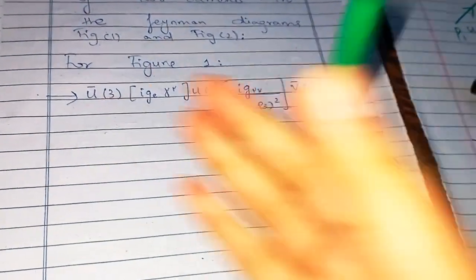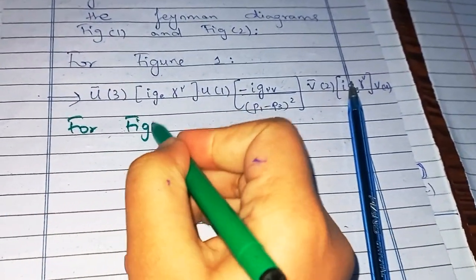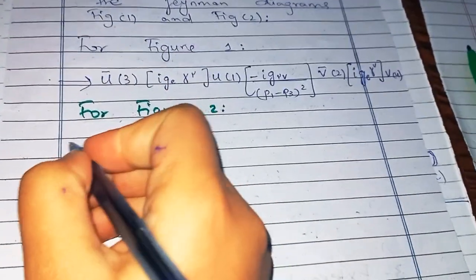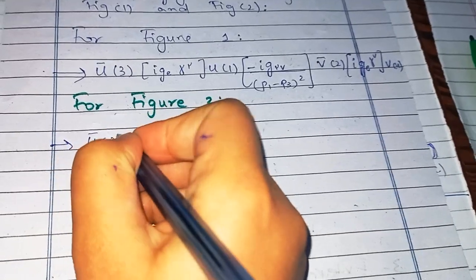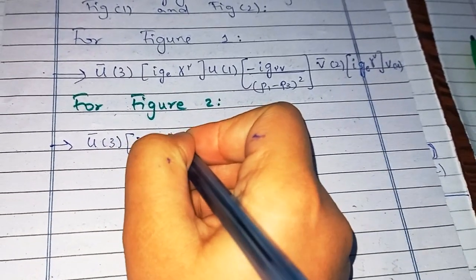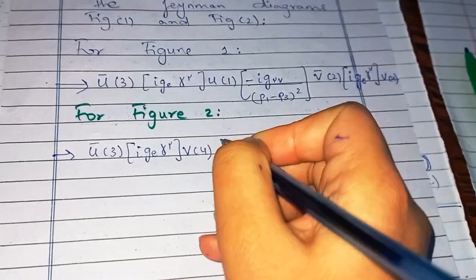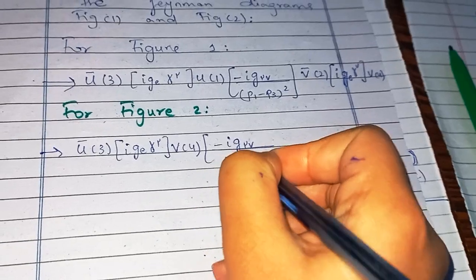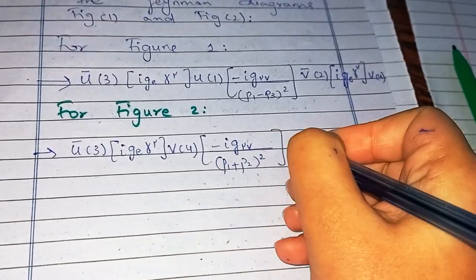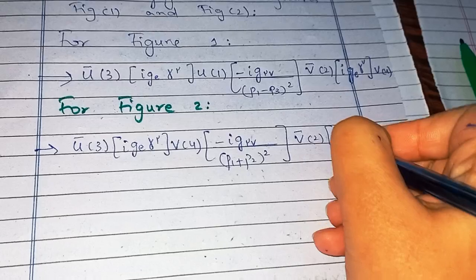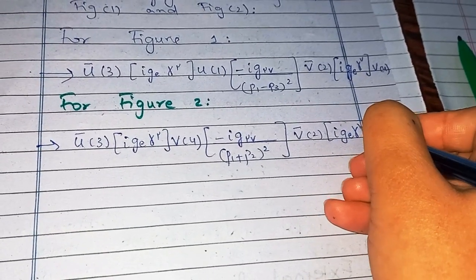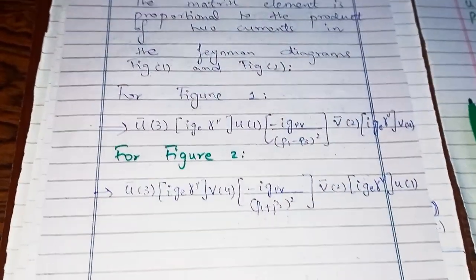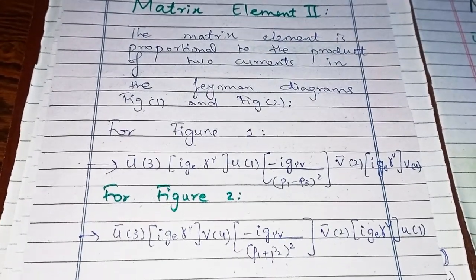And for the second figure, we'll write them together as well. So we'll have u bar of 3, iota g e gamma mu v of 4, and then we have minus iota g mu v in subscript, then p1 plus p2 whole squared, and v bar of 2, then iota g e gamma mu, and u of 1.